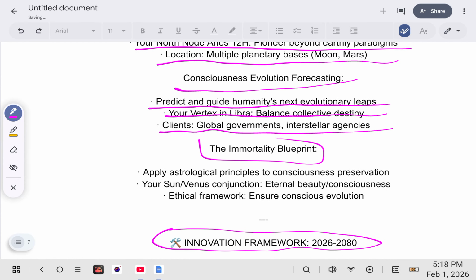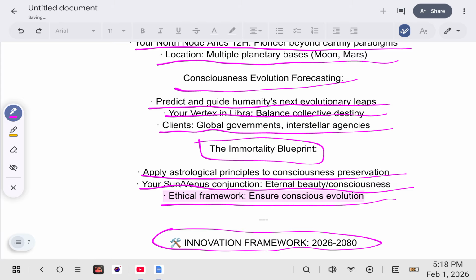Here's the immortality blueprint. Apply astrological principles to consciousness preservation. I have a Sun-Venus conjunction, eternal beauty and consciousness. Ethical framework, ensure conscious evolution.